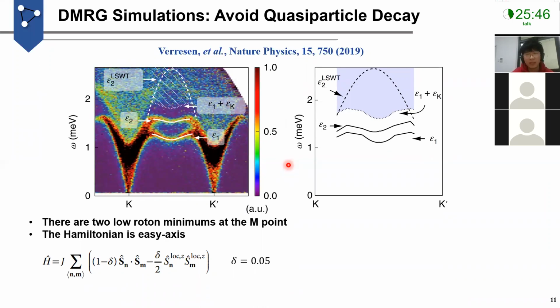Although this scenario successfully explains the second roton minimum, it's restricted to finite lattice sizes. This is the difficulty of the DMRG method, so that it has only finite momentum points. And also the Hamiltonian the author used is actually an easy-axis Hamiltonian, not the experimental easy-plane Hamiltonian.